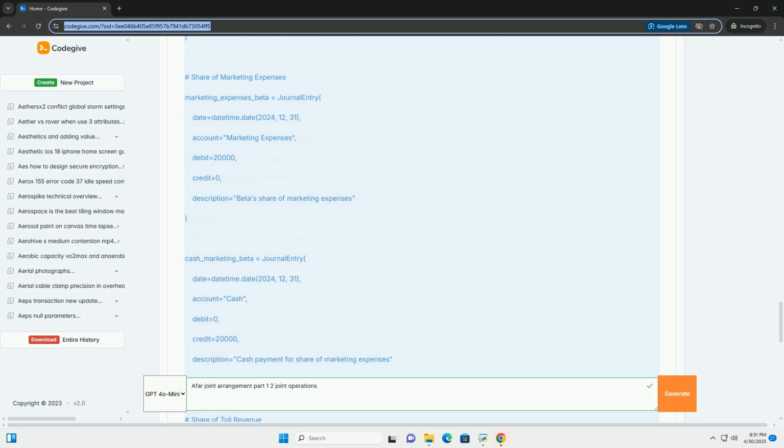2. Jointly incurred liabilities. Similarly, if the joint operation incurs liabilities, each joint operator recognizes their share of the liabilities. For example, if the joint operation takes out a loan, each operator recognizes their proportion of the loan liability. 3. Sale of assets to the joint operation.